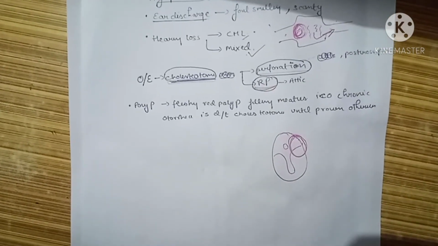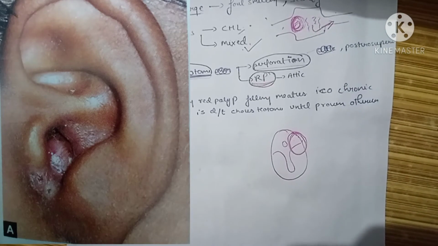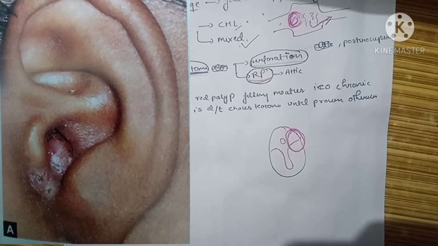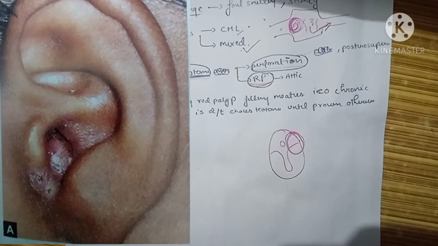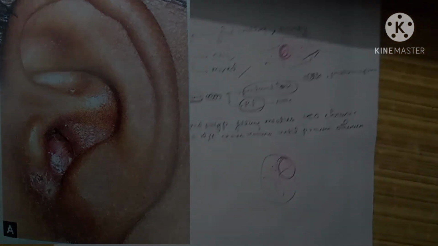So watch this image, we are seeing a red fleshy mass, not so clear, but a polyp coming out of the external auditory canal. So whenever there is a polyp plus a chronic otorrhea, cholesteatoma is the diagnosis until proven otherwise.